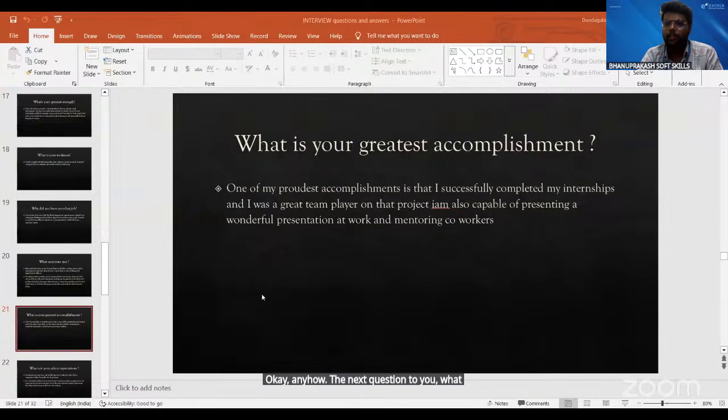The next question to you. What are your salary expectations? Be very careful as this question is a bit complicated. So you need to share everything in a proper way. But requesting you, you should give your own answers.